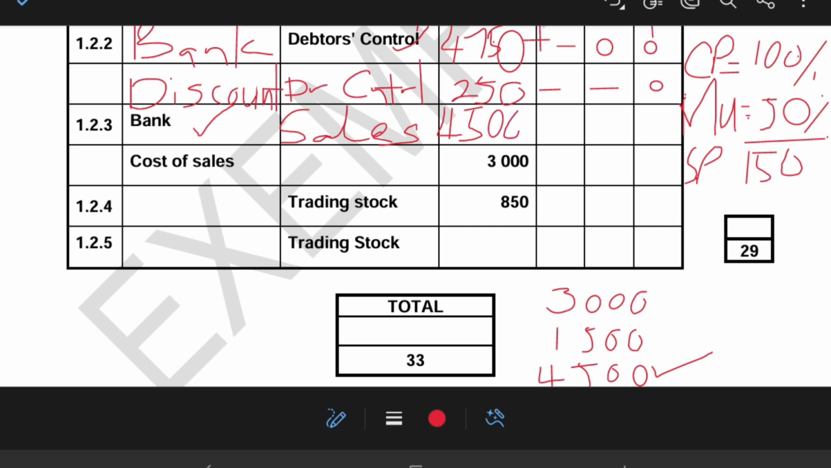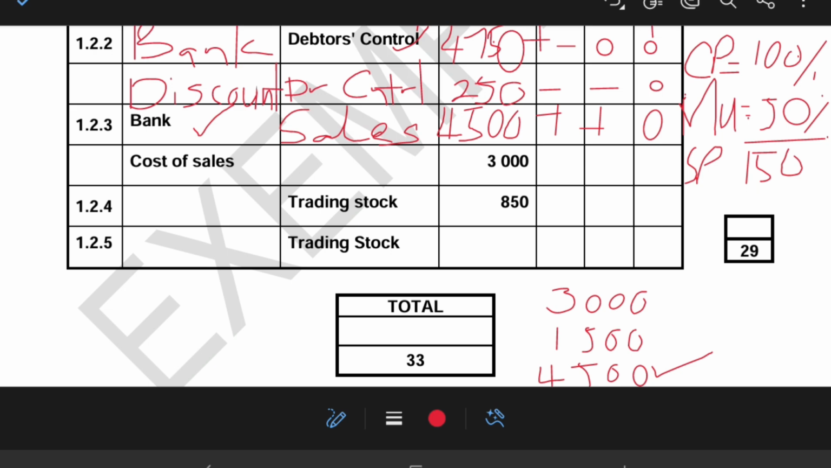4,500 is for sales. And then we said bank is increasing, so assets are increasing. Sales is an income, it is part of owner's equity, so it is increasing owner's equity. Then liabilities are not involved. Then let's go to the second part of the question.